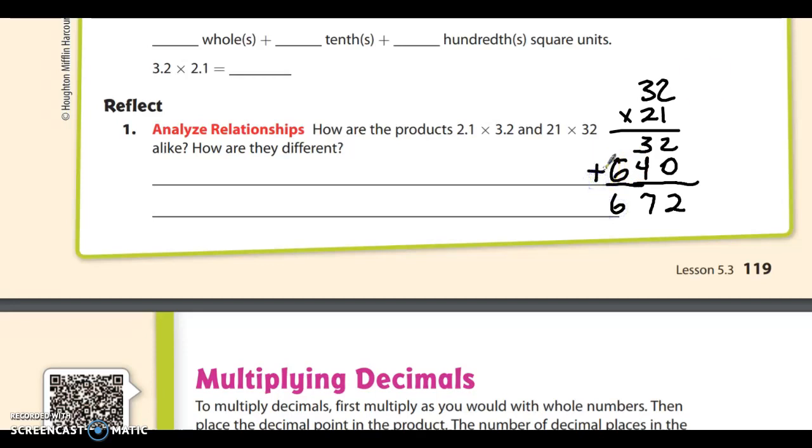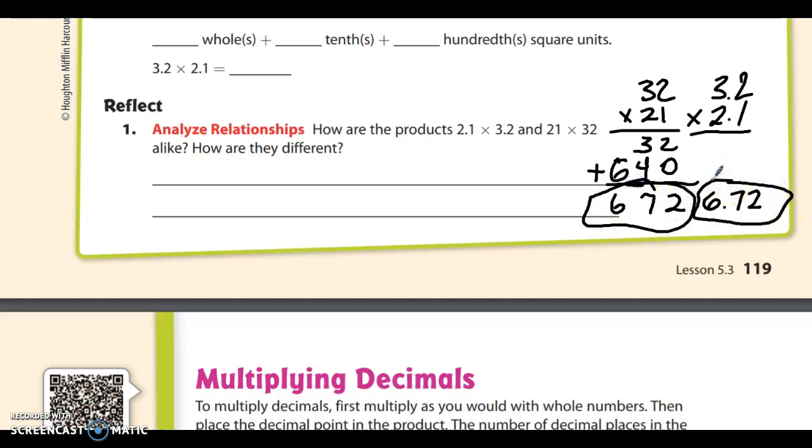So do you remember just a minute ago when we punched into the calculator 3.2 times 2.1? Do you remember what we got? When we punched it into a calculator, we got 6.72. Look at these two numbers, 672 and then 6 and 72 hundredths. Did you notice that it's all the same digits? 6, 7, and 2. So the question says, how are they alike? How are they different?